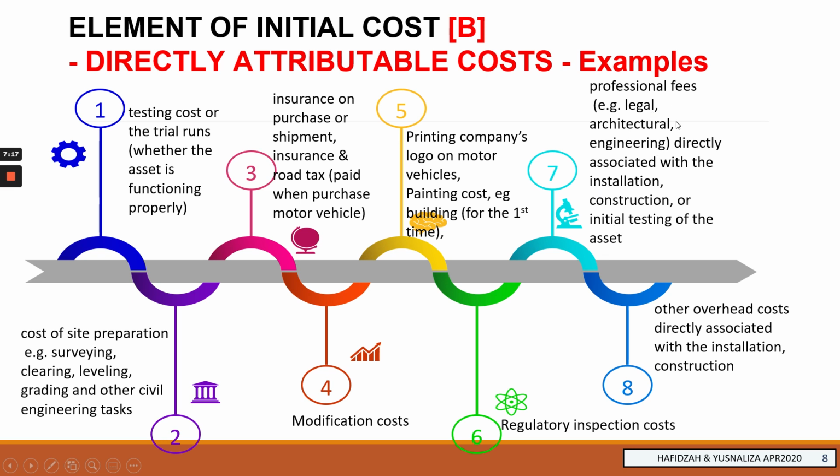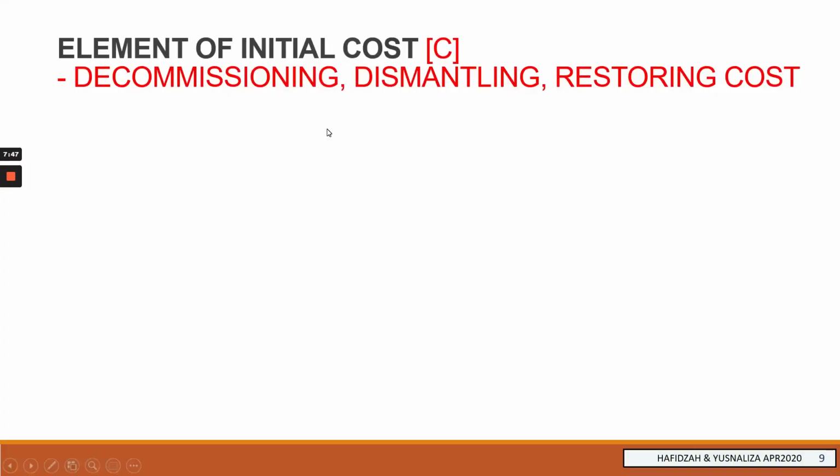Professional fees that need to be incurred, paid to architectural or engineering work directly associated with the installation, construction, or initial testing of the asset. And other overhead costs directly associated with the installation and construction. So basically, what you can see here is just the one taken from the MFRS 116 example.